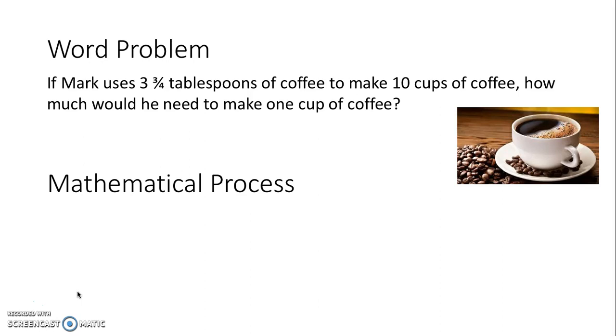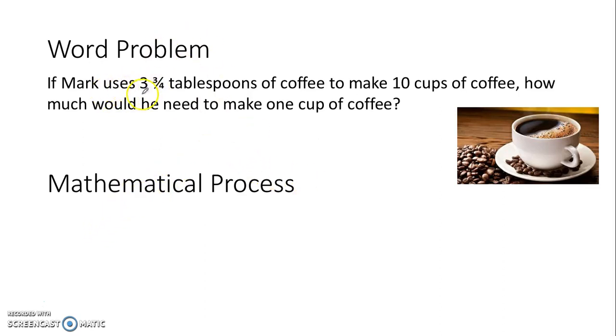So our word problem for today is: if Mark uses 3 3/4 tablespoons of coffee to make 10 cups of coffee, how much would he need to make just 1 cup of coffee? Okay, so for the mathematical process, we're going to solve it like we would with a proportion. So proportion is how we're going to solve it first.